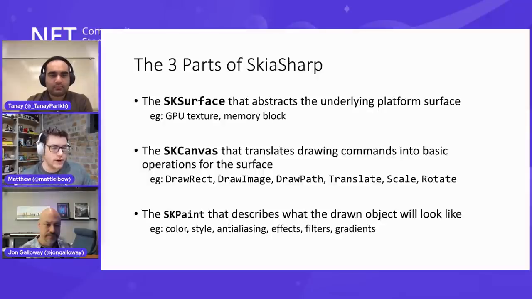But there is this additional SKPaint object that's very important because that defines how something will look. For example, I want to draw a rectangle. Okay, I can do that. Now tell me what you want it to look like. And that's where the paint comes in. It's literally just a blob of properties that allows you to say, okay, this is the color, this is anti-aliasing or not. Hey, I want to do a gradient, here's the shader to use. Oh, I want to do some sort of mask version of it. So all those properties are set on the paint.